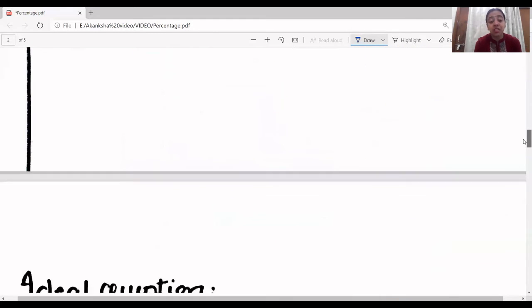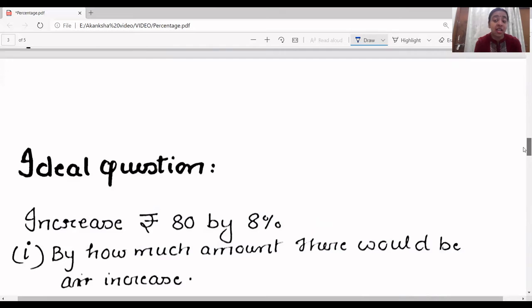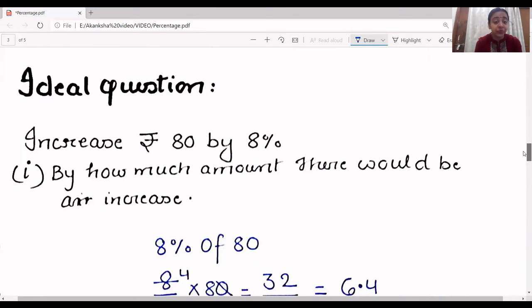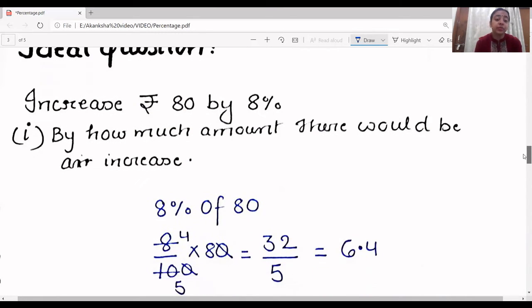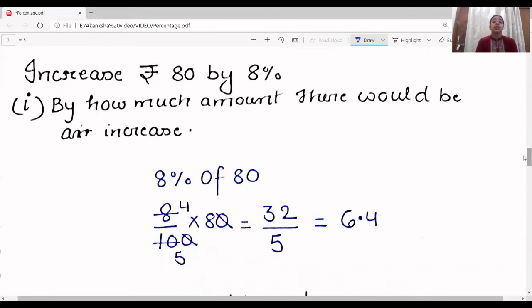Let me jump to the other popular questions that are asked in percentage. Now, there's another question, as you can see. There's a number, a value in terms of money. We have 80 rupees. Now, increase 80 rupees by 8%. It says we have 80 rupees and you are supposed to increase that 80 rupees by 8%. How will you do this?